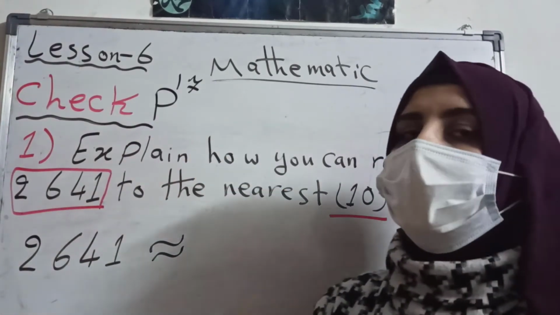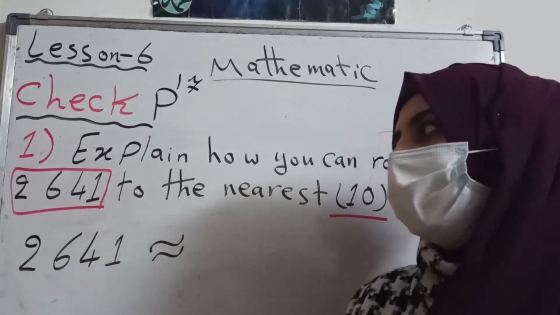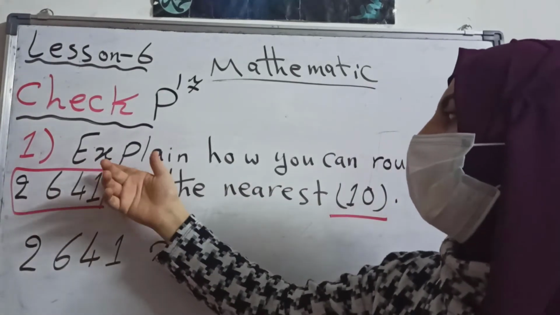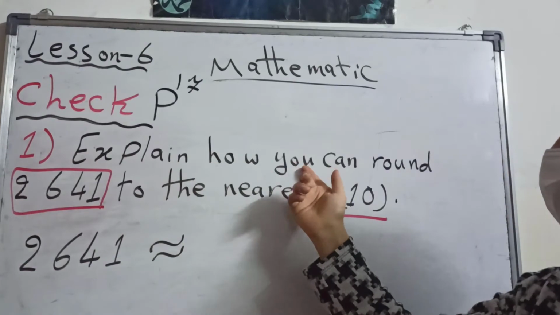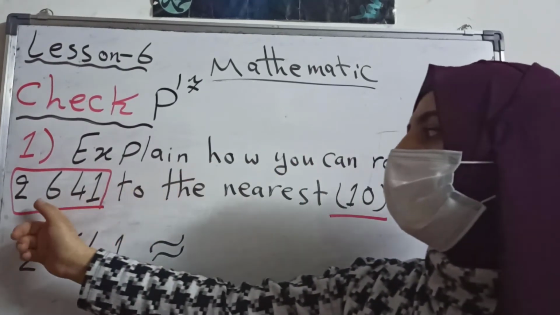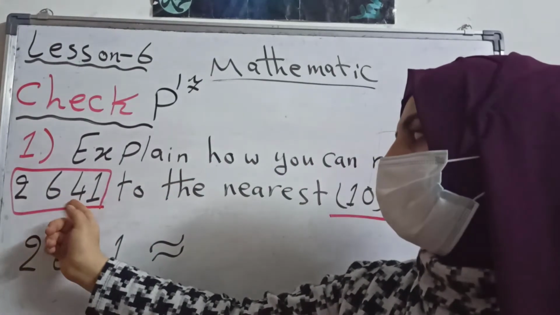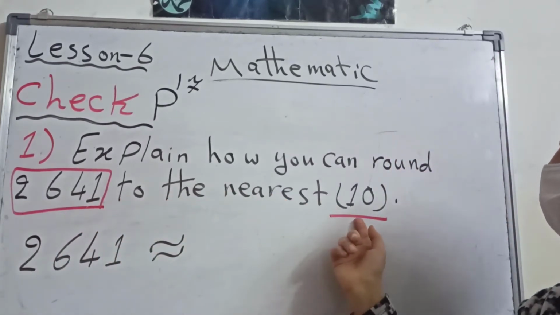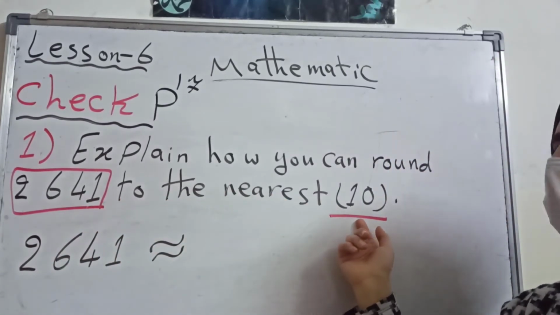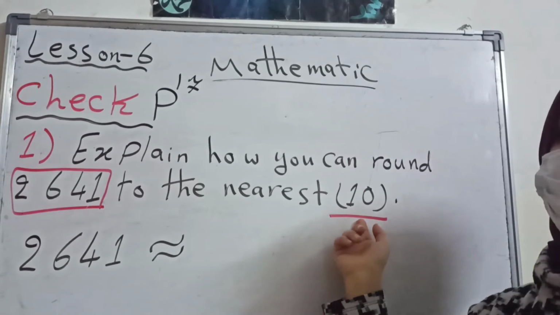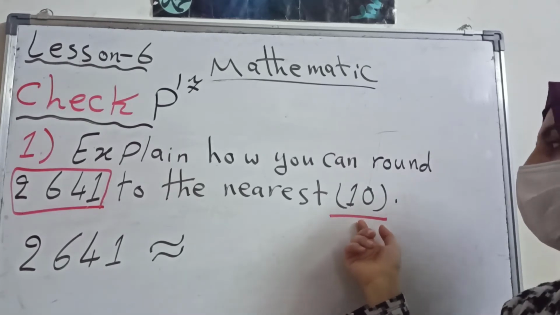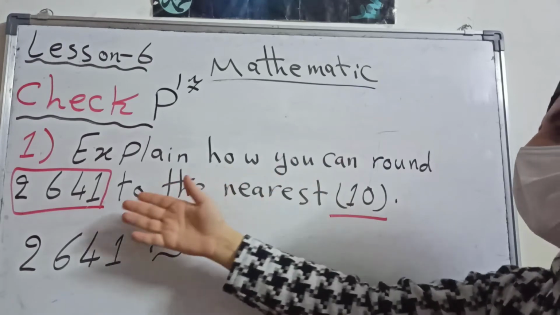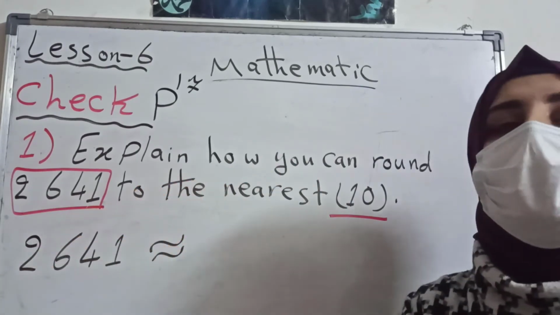Now we get to solve equation 1 in the check. Write in equation 1, explain how you can round 2,641 to the nearest 10. Write it in numbers, don't write word forms. Okay students, now we get to round this number to the nearest 10.